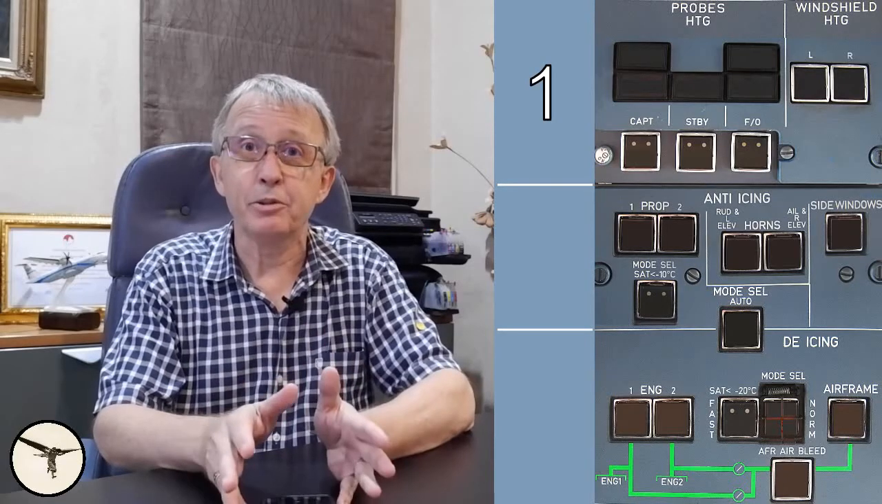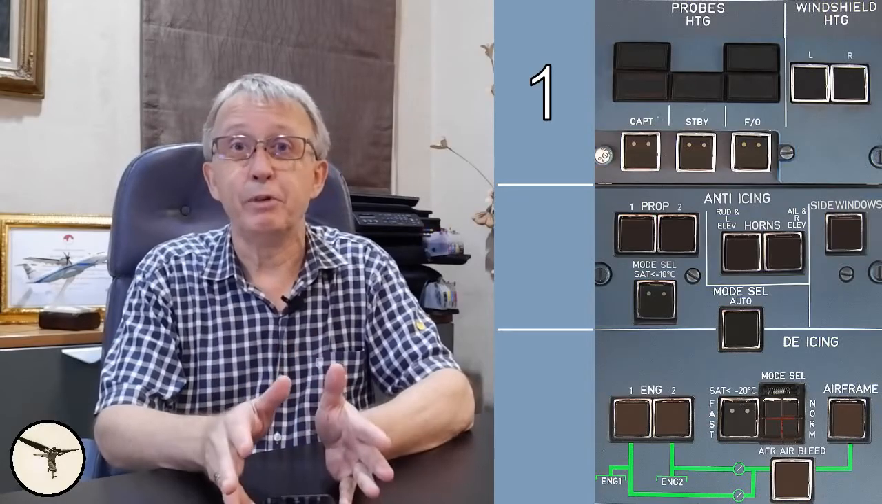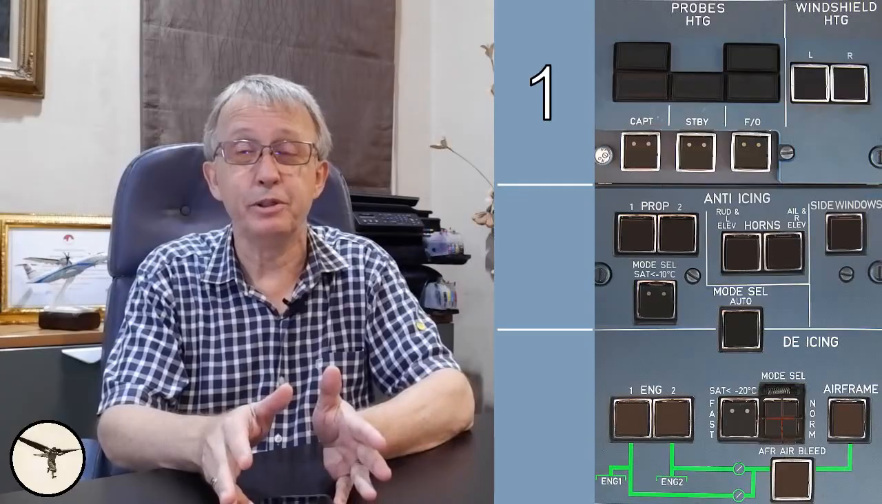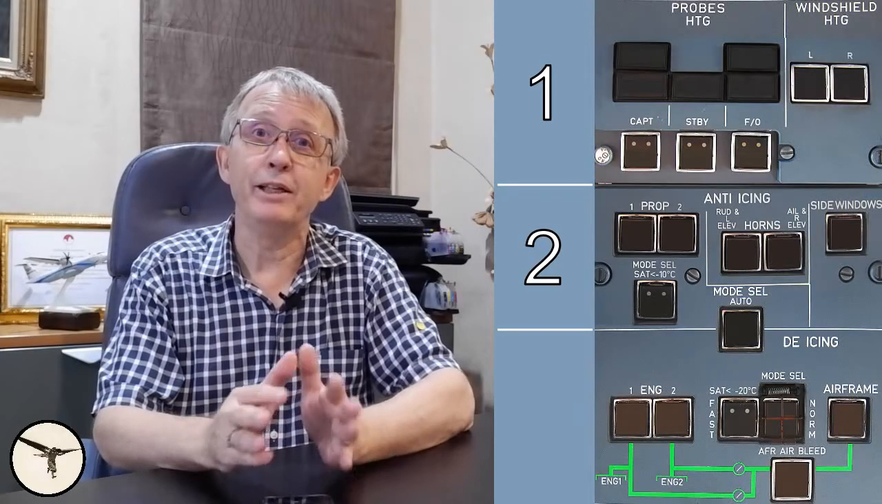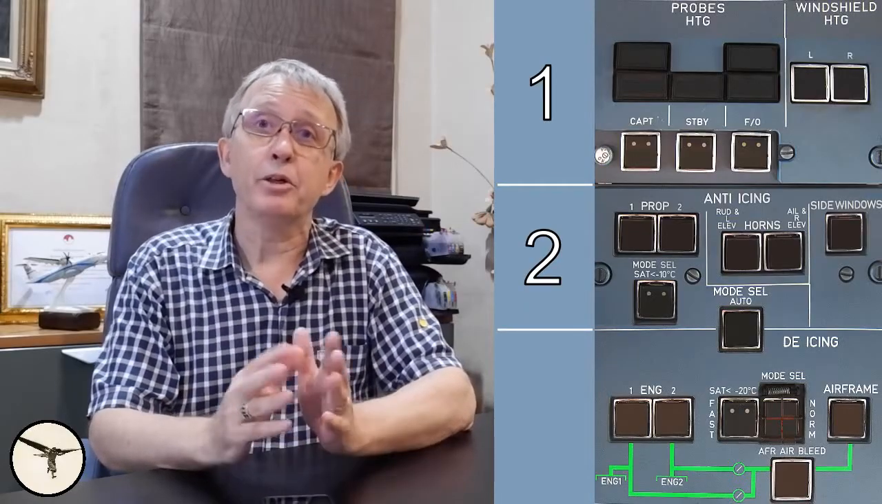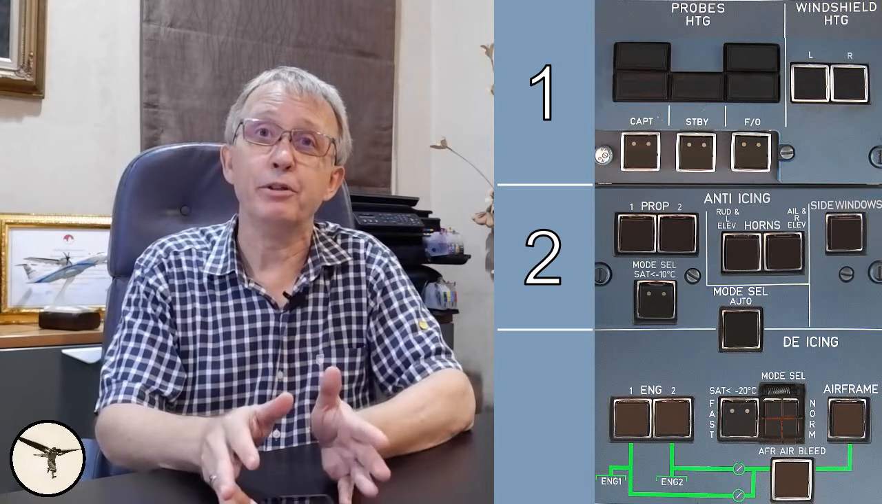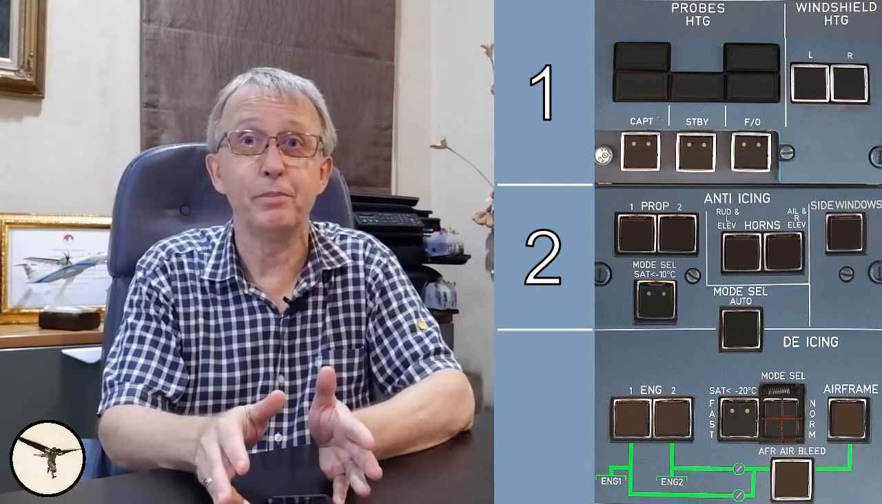The first panel consists of probes heating and windshield heating. They are also called level 1, and they are always on during flight. The second panel consists of controls for propeller heating, horns heating, and side window heating. They are called level 2, and they are on when you're flying in atmospheric icing conditions, as I defined before.